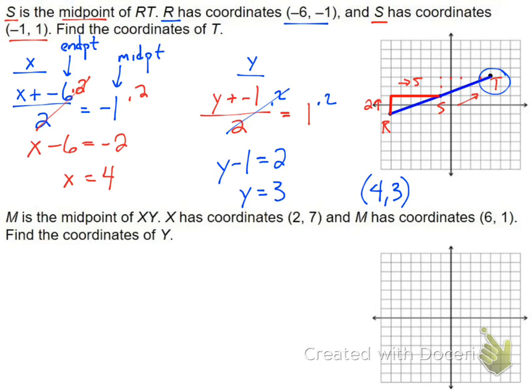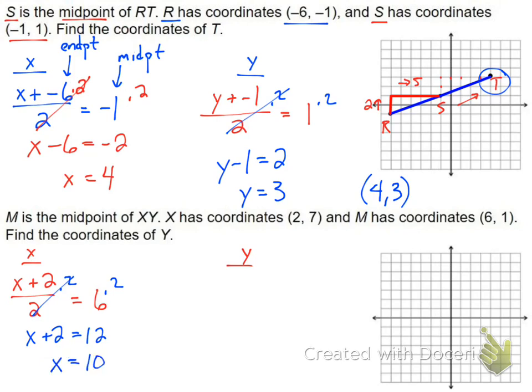Then the second one here, doing it again. Same thing. Let's do it algebraically first and then do it on the graph. So I've got my x and my y. My x, again, is going to be x plus the x coordinate of my endpoint, which is 2, divided by 2 equals 6, which is the x coordinate of my midpoint. I want to multiply both sides by 2. I get x plus 2 is equal to 12. Subtract 2, and that gives me 10 for my x.